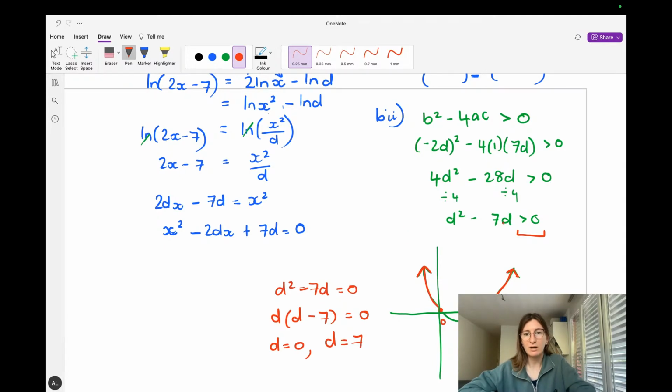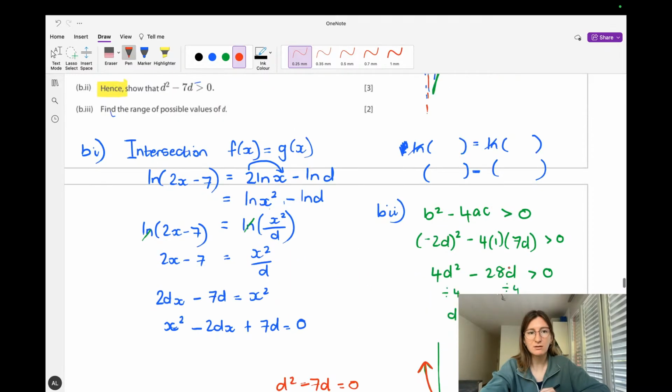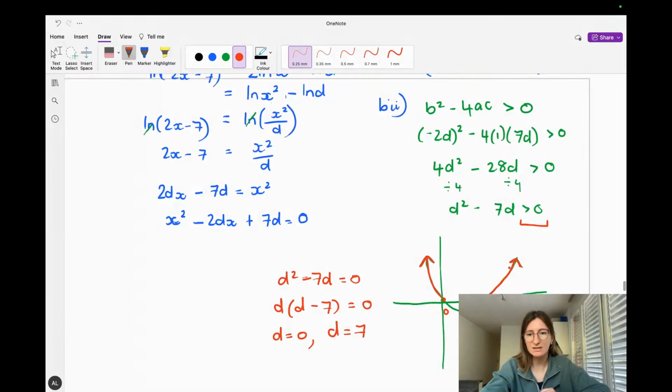This is just in general how we solve, or one way to solve inequalities with quadratics, to use a sketch. It just makes a lot of graphical sense. And there we have our solution. This is the range of possible values of d: d is less than 0 and d is more than 7.